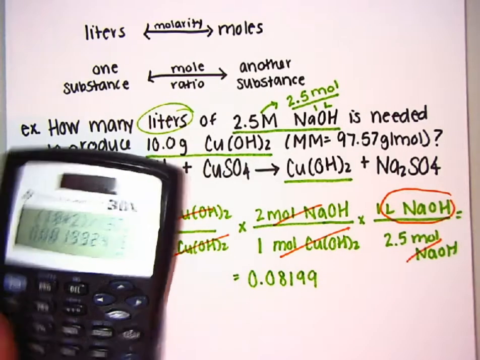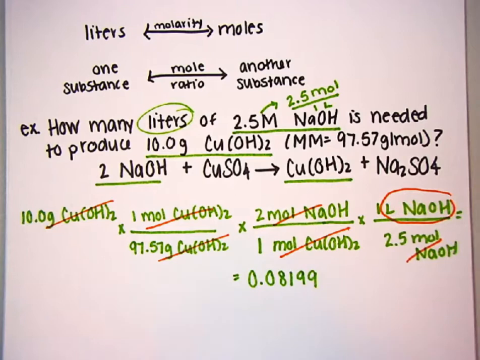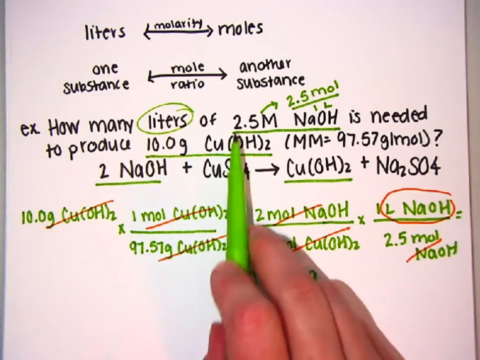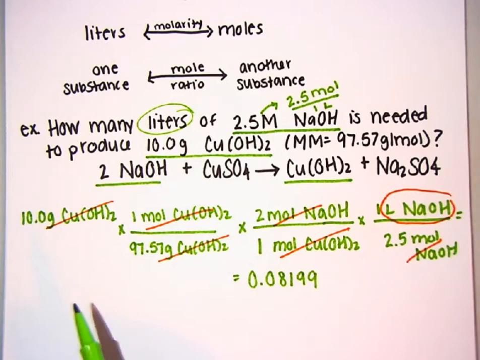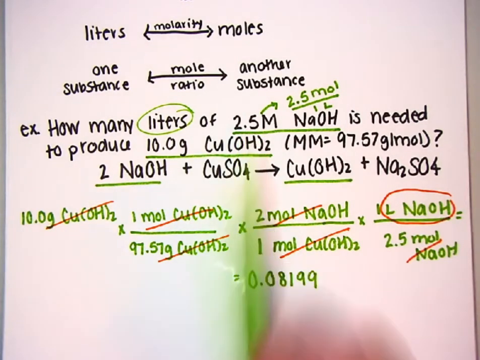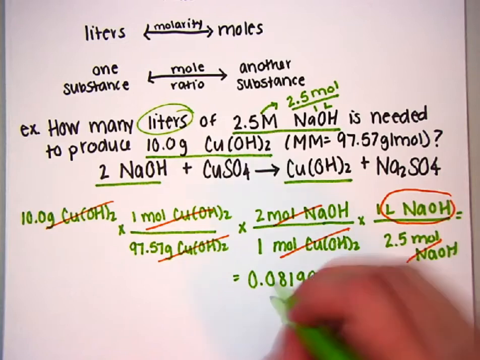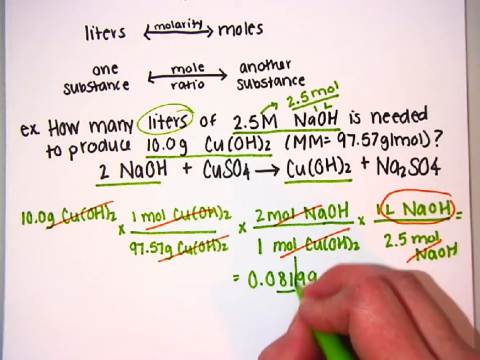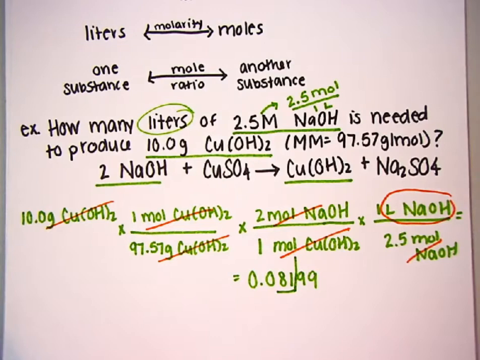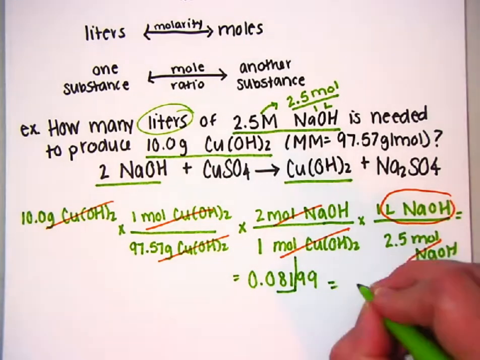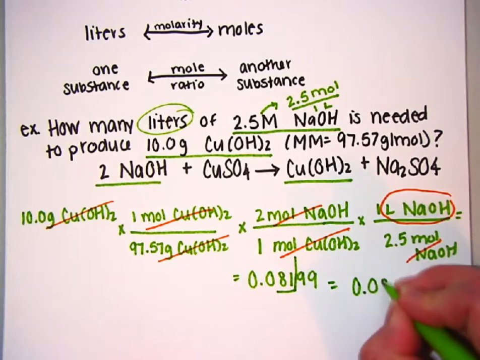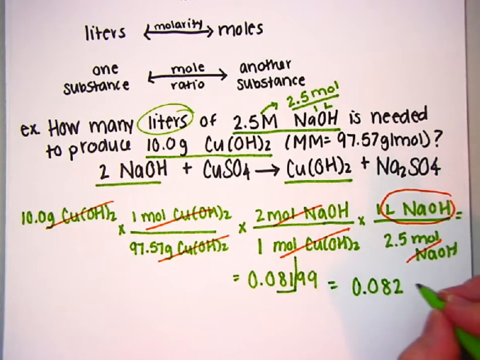Let's talk about significant figures. When we're doing multiplication or division, the rule is that we round our answer to the least number of significant figures. 2.5 has 2 significant figures. 10.0 has 3 significant figures. The least number of sig figs is 2.5 with 2 significant figures. So therefore, my answer can only have 2 significant figures. Leading zeros are not significant. So we're going to round this to 0.082 liters.